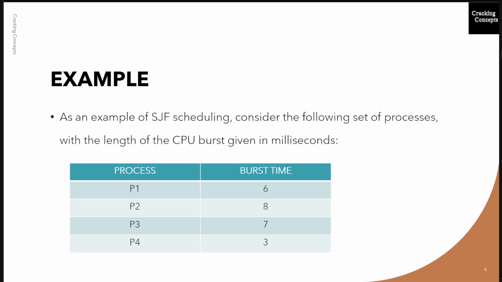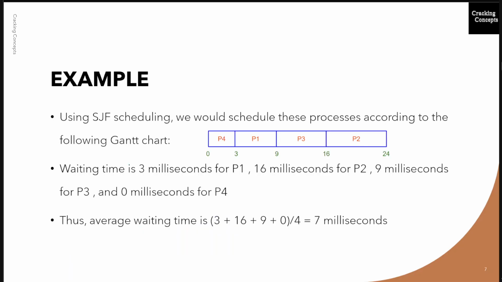As an example of SJF scheduling, consider the following set of processes with the length of the CPU burst given in milliseconds. For process P1, it is 6, P2 is 8, P3 is 7, and P4 is 3. Now, using SJF scheduling, we'll schedule these processes according to the following Gantt chart. You can see that process P4 is executed from time 0 to 3 and process P1 is executed from time 3 to 9. Then we have process P3 from 9 to 16 and P2 from 16 to 24.